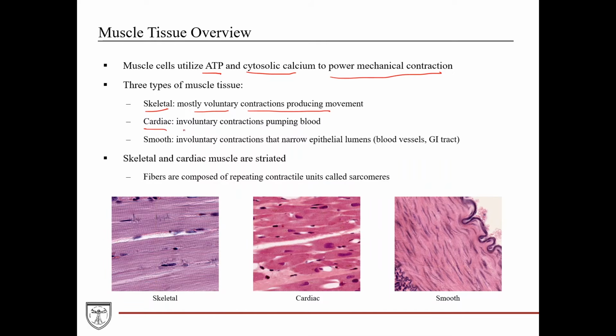Then you have cardiac muscle, which is involuntary, and obviously it contracts to pump blood. And then you have smooth muscle, which is also involuntary, and you have contractions that narrow epithelial lumens, such as in blood vessels or the GI tract. So if you look at it, these 2 are involuntary. Skeletal muscle is mostly voluntary. One exception to that would be the diaphragm, which is skeletal muscle.